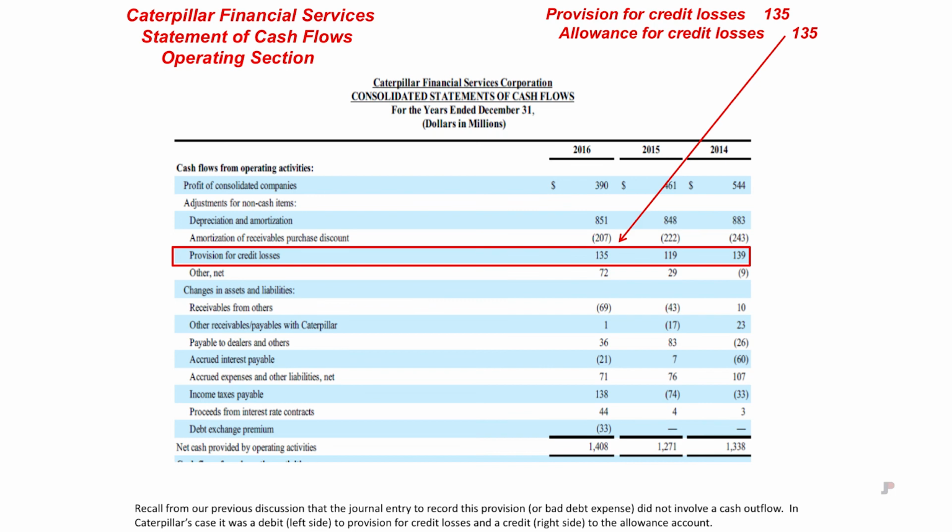Recall from our previous discussion that the journal entry to record this provision, or bad debt expense, did not involve a cash outflow. In Caterpillar's case, it was a debit, left side, to provision for credit losses and a credit, right side, to the allowance account. Expense reduced net income, but did not reduce cash from operating activities. Consequently, the $135 million amount is added back when reconciling Caterpillar's profit number with Caterpillar's net cash provided by operating activities number.